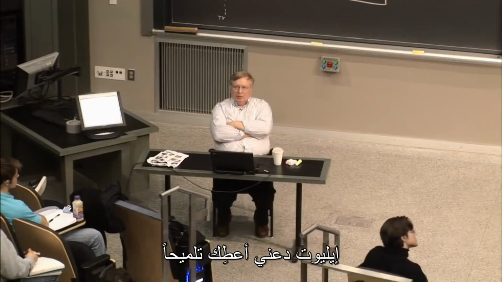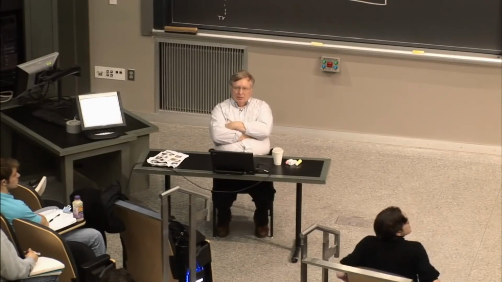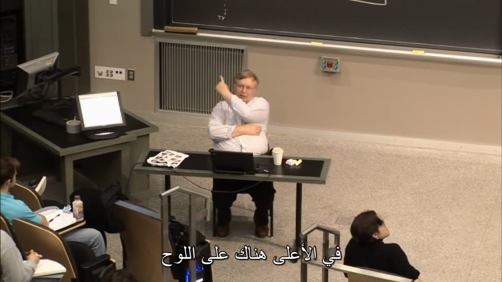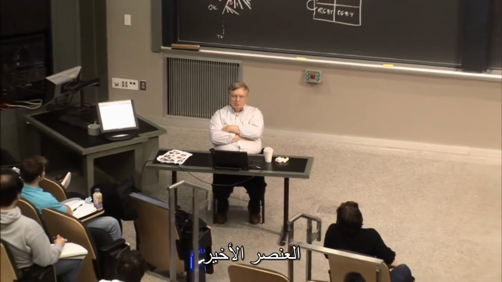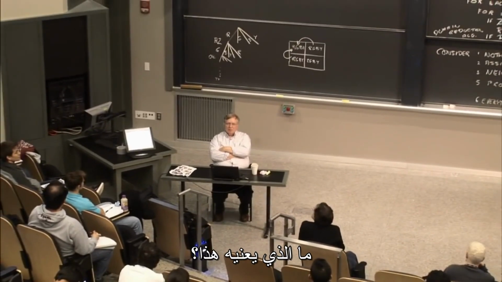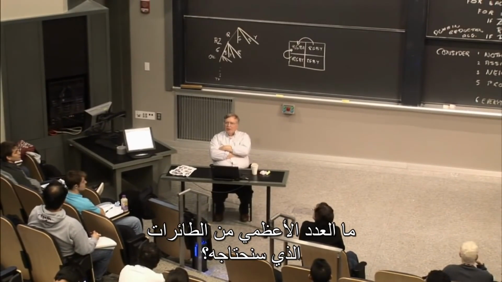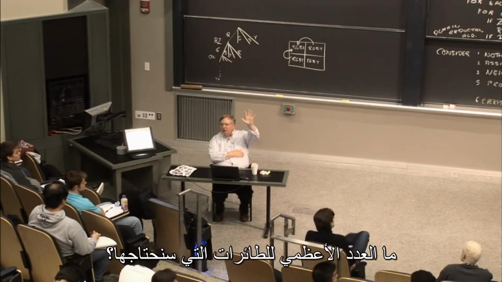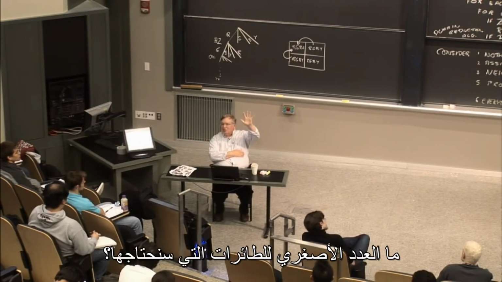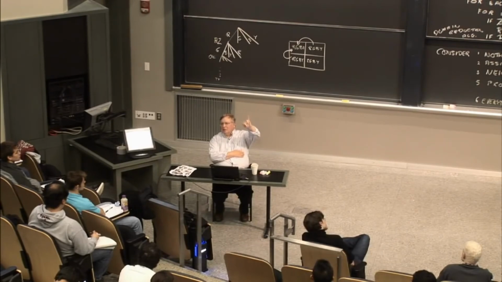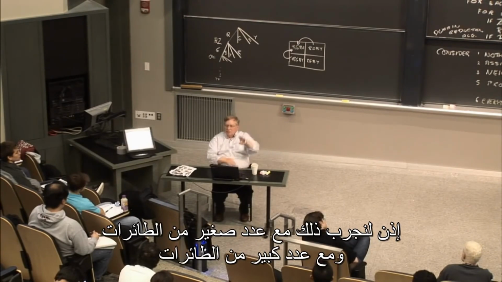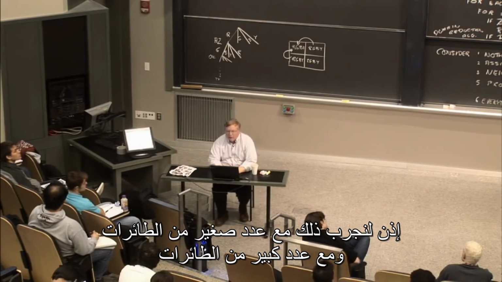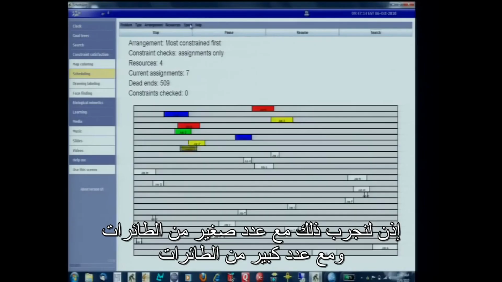Elliot, let me give you a hint. Look at the outline, the outline up here on the board. The last item. Yeah, what's that mean? What's the maximum number of airplanes we're going to need? Suppose we've got 5 flights. What's the maximum number of airplanes we'll ever need? 5. What's the minimum number of airplanes we'll need? 1. So let's try it with a small number of airplanes and a large number of airplanes.